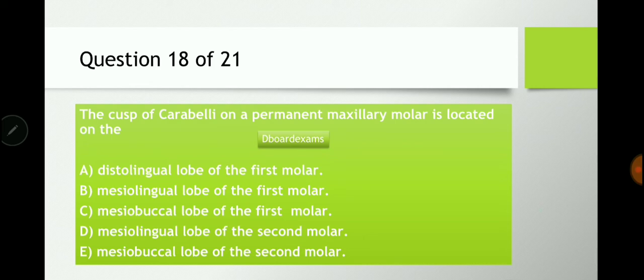So 18 of 21, the cusp of Carabelli. Well, you should know this one. Meaning you have to know the first molar as well. Make sure you know the cusp of Carabelli. The cusp of Carabelli of the permanent maxillary molar is located where? It's on the mesiolingual lobe of the first molar. So it's on the side of the mesiolingual cusp, the largest cusp. That's why the cusp of Carabelli is attached there. So B is our answer.